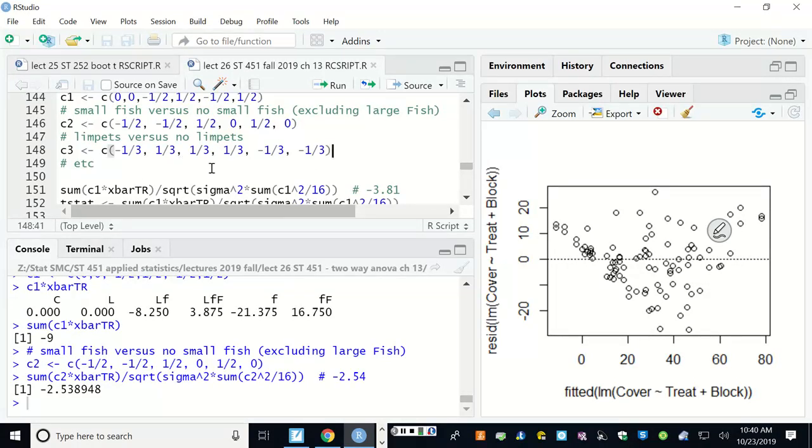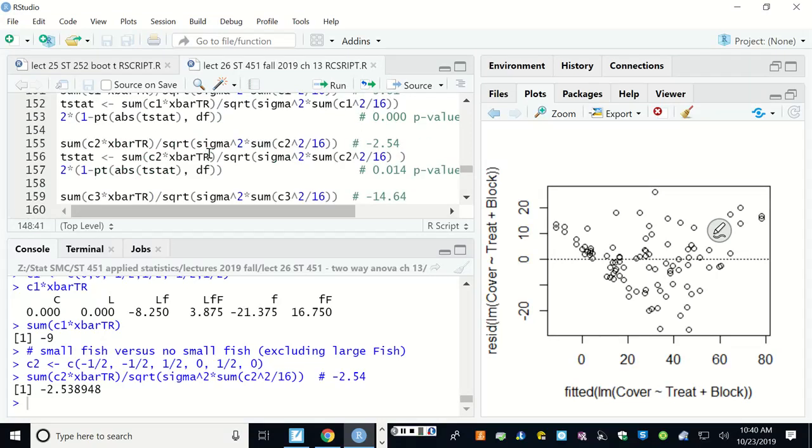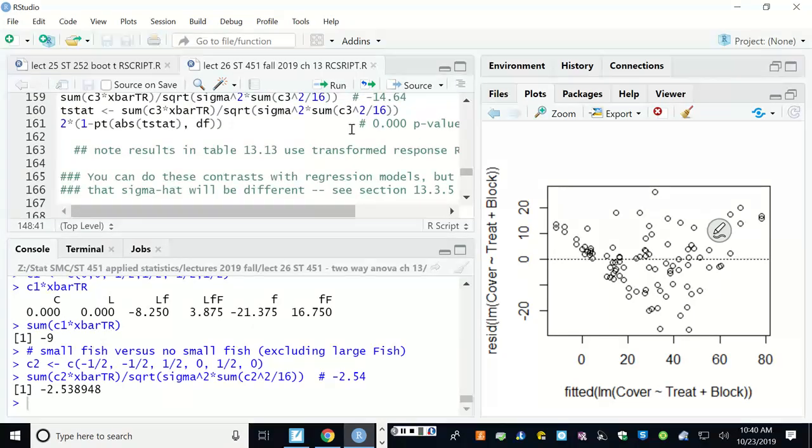But anyway, that's the third one. The limpets versus no limpets also is terribly significant, right? They have a nice table in the book that does this for this example too. It does use a transformed R value, so the results are a little different, but they're not too terribly different. They're kind of significant in the same way.